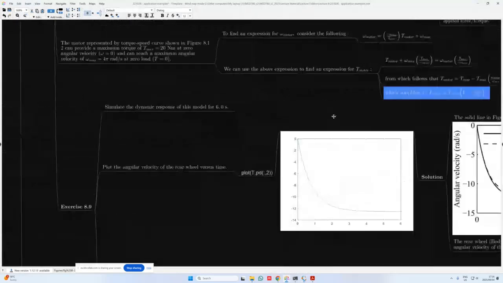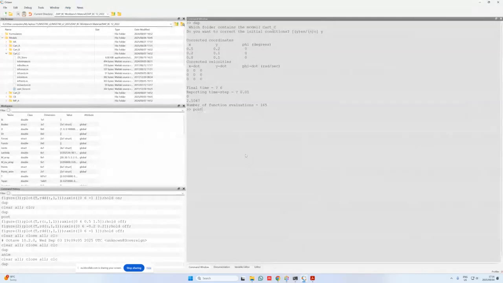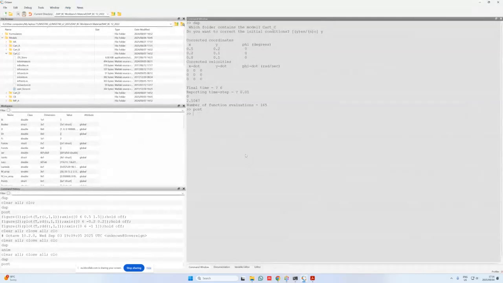Okay, so with that now done, I just have to check what the question was. So that was plot the angular velocity of the rear wheel versus time. To do this, I'm just going to type in post so that I can run the post processor. And now I can start by plotting the angular velocity. So I'm just going to call it figure 1 for now. Type in plot, it's going to be versus time, so T is my X label. Then it's going to be PD for all time steps, and I'm interested in body 2 in this case. And let's plot this perhaps as a black line as well.